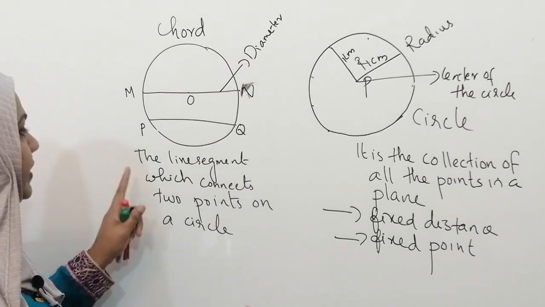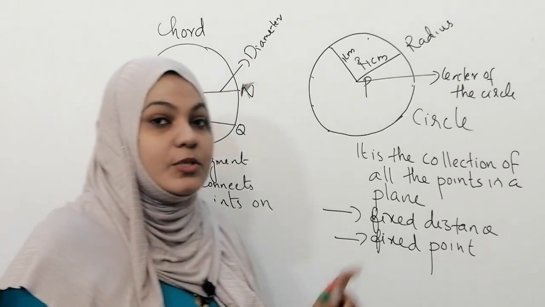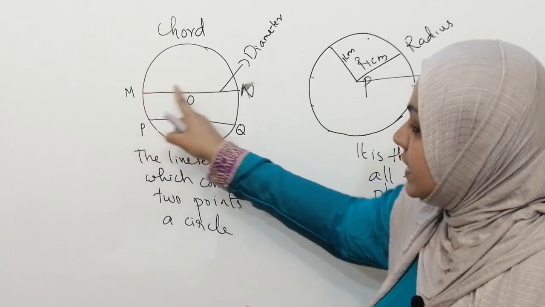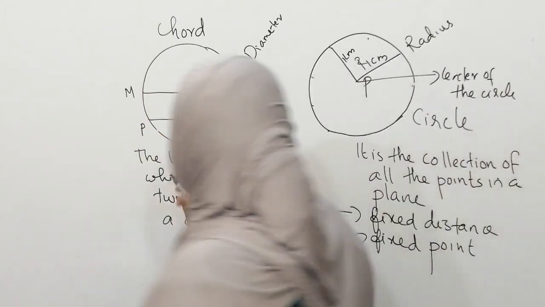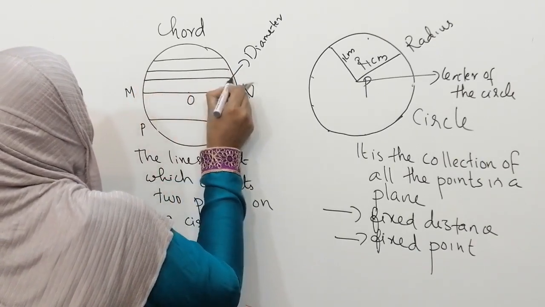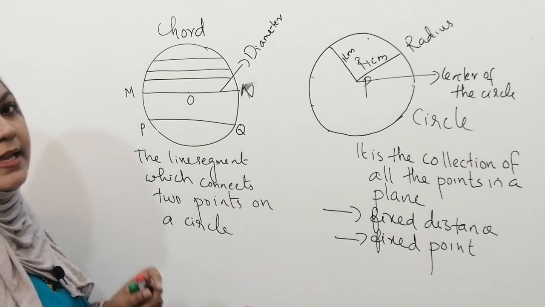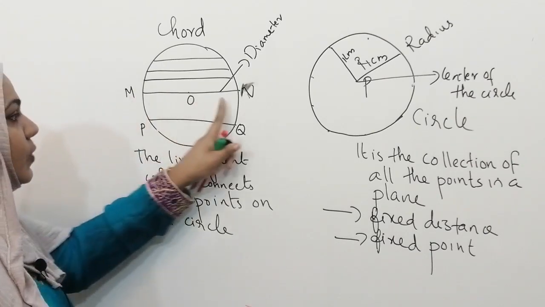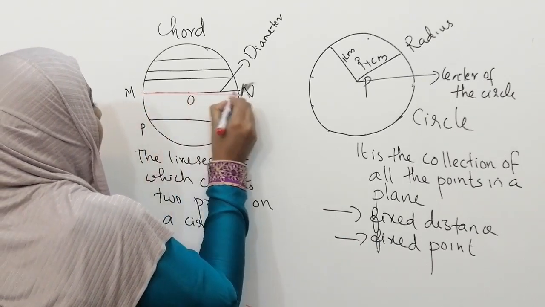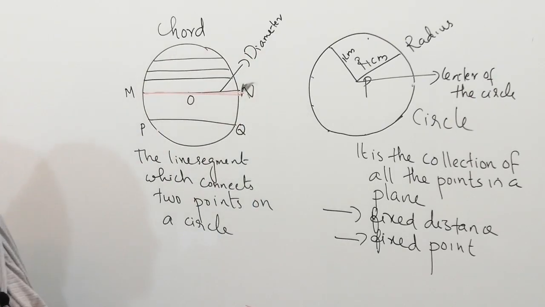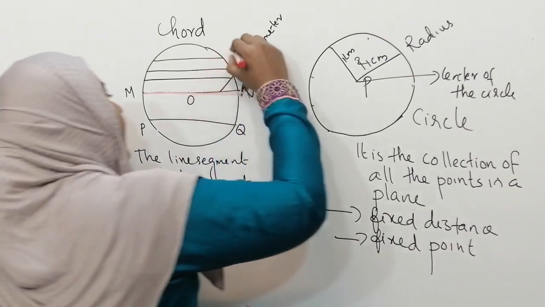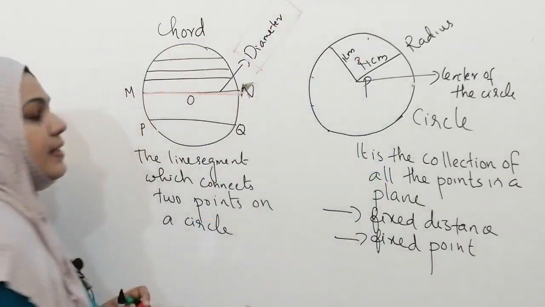So here you can see what is the definition for chord. The line segment which connects two points on a circle is called chord. Here you can see we can draw many chords, so I am drawing like this. You can draw many chords because infinitely many chords are present in a circle. But if it passes through the center of the circle, we will call it what? Diameter of the circle. So what is the name of the longest chord of a circle? Diameter of the circle. So, I hope you understood.